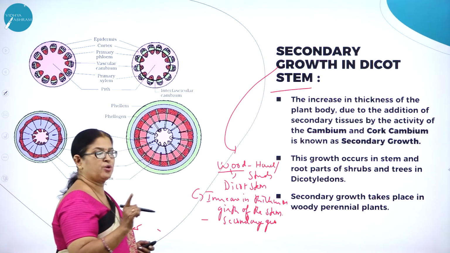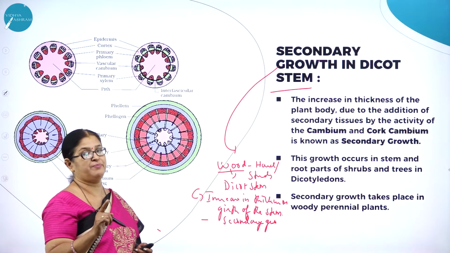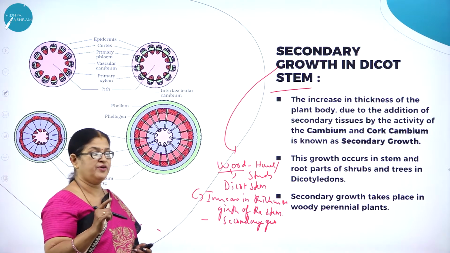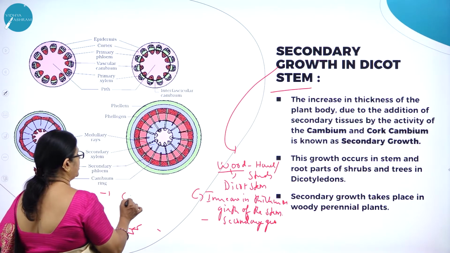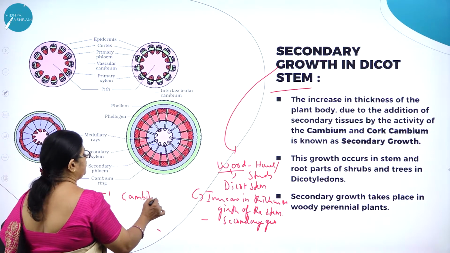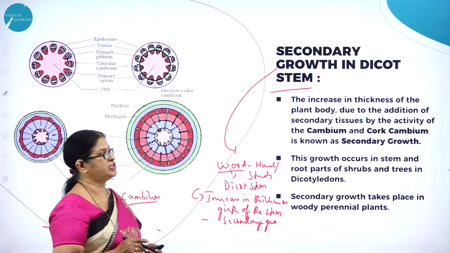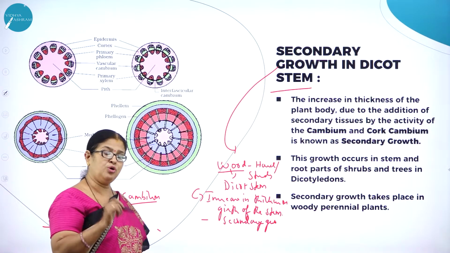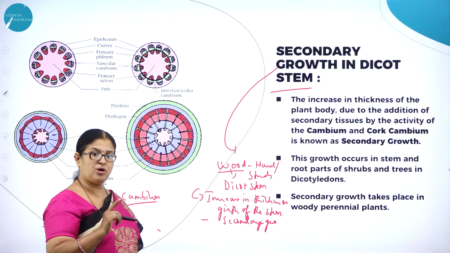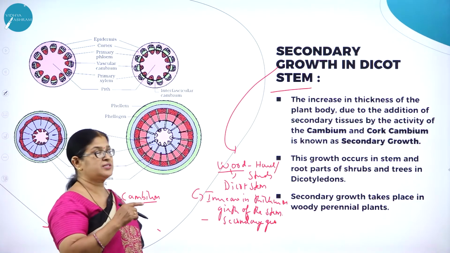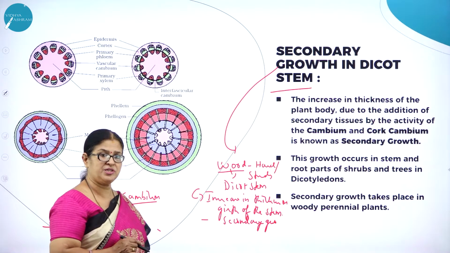So secondary growth is seen only in dicot stem because of the presence of a very important structure called cambium. Cambium is present in dicot stem, but it is absent in monocot stem. So we use the word wood only in dicot stem, but not in monocot stem. This is also very important from examination point of view.